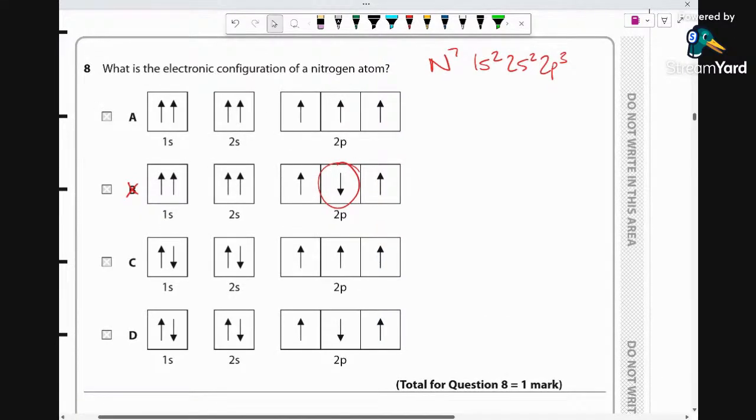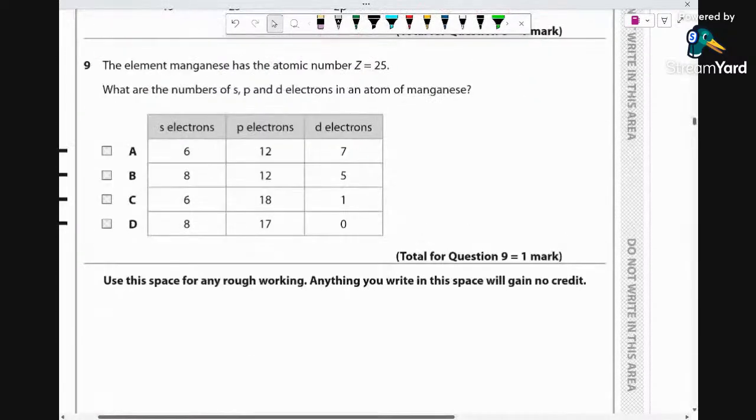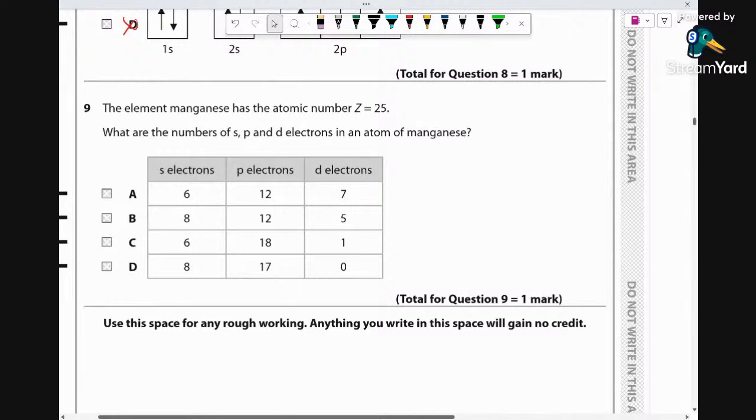So in this case, C and D are out the window. The next one, A, is incorrect because of Hund's rule: you can never have 2 electrons in the same orbital with the same spin. So A is out the window too. My answer is C. Nice. Moving on. The element manganese has the atomic number 25. What are the numbers of s, p, d electrons in an atom of manganese?